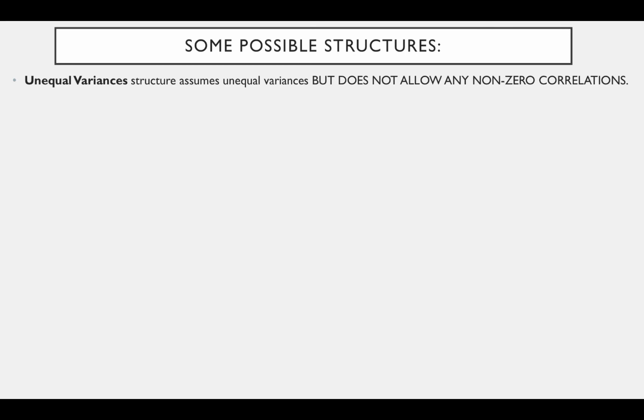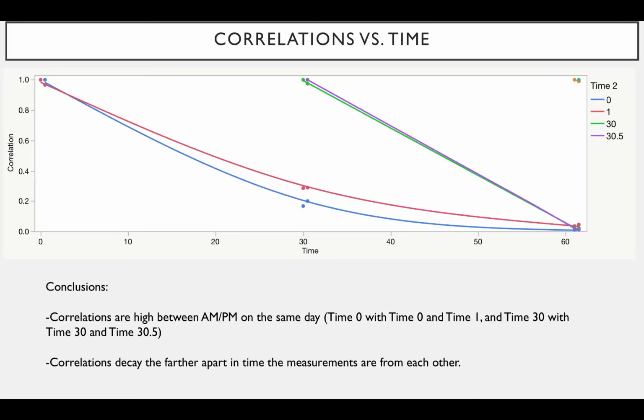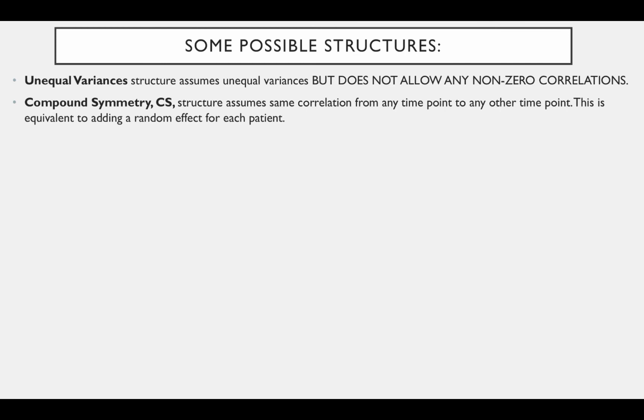That's really helpful information to help us choose a structure. One structure we could choose is just unequal variances. This is not doing anything about the correlations. It's just saying, hey, maybe you have unequal variances at the different time points. Another option is compound symmetry, which assumes you do have a correlation, but it's exactly the same across time. That is not what our picture shows. Our picture does not show straight lines across time with the same correlation all the way across the plot. It shows a decay. So unequal variance is probably not the right choice for us because we do have correlations.